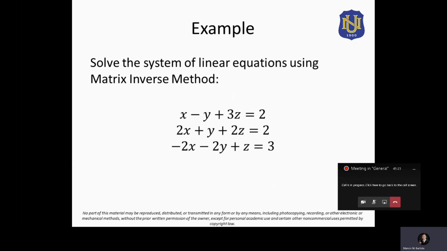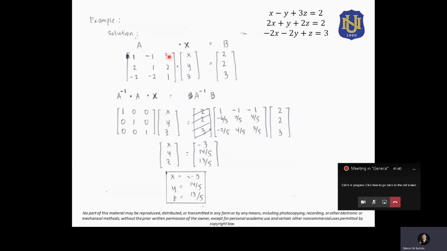Now, let's solve this system of linear equations using matrix inverse method. So for our first step, okay, we have to rewrite this into its matrix equation. So this is the equivalent matrix equation of that system of linear equations. Okay, so this will be the coefficient matrix A. And then these are the unknown variables x, y, and z. And these are the constants that will be 2, 2, and 3.